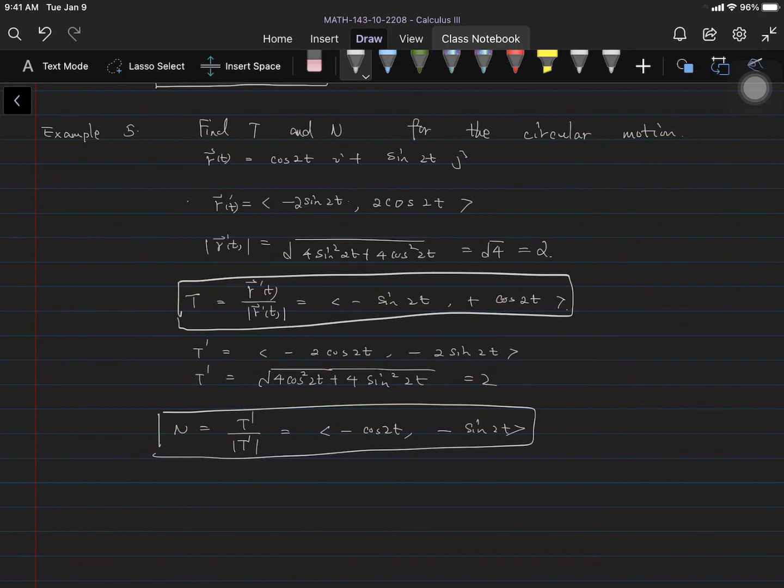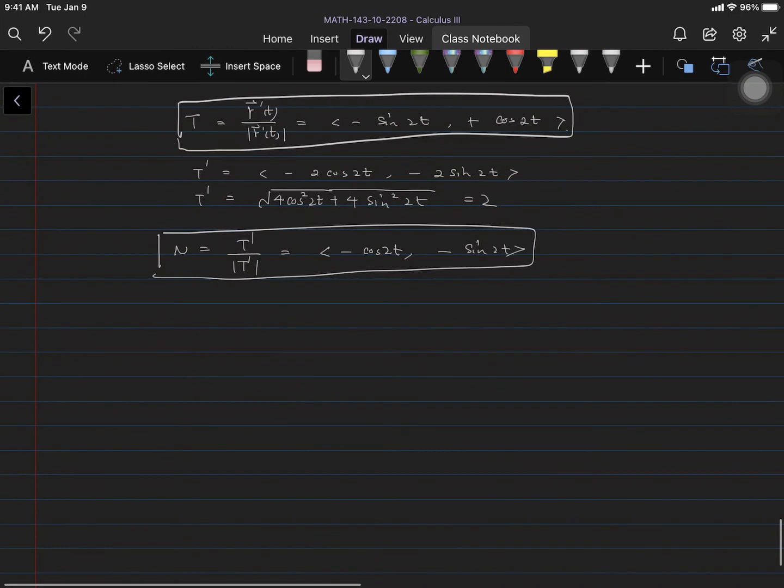Now let's take a look. Here I have an exercise for you, and you can try. r of t is given by i plus natural log of cosine t j. Let's find T and N. I will give the solution later. Now let me give the solution, but I want you to try by yourself.